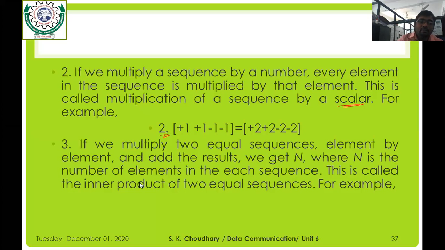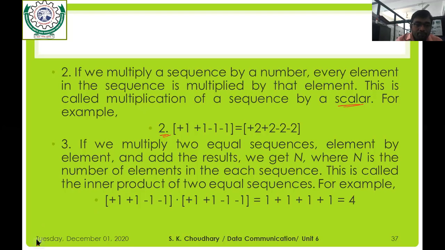Similarly, for the third property, please note down each and every property, as that would be useful for further description. If we multiply two equal sequences element by element, and add the results, we get the value n, where n is the number of elements in each sequence. This is called the inner product of two equal sequences.